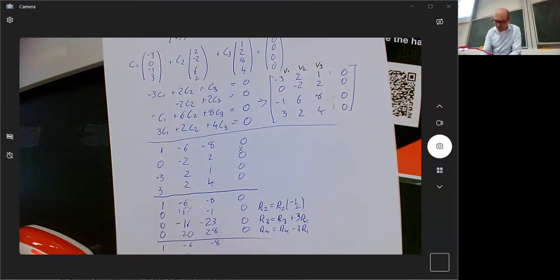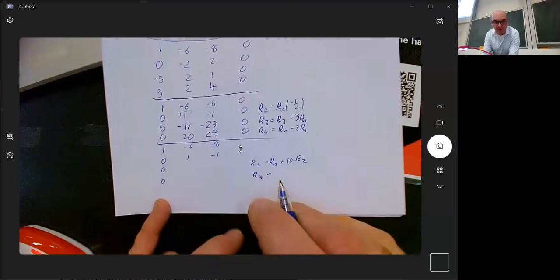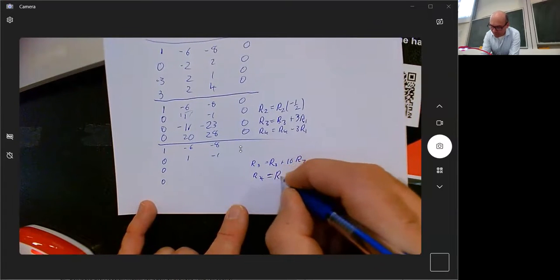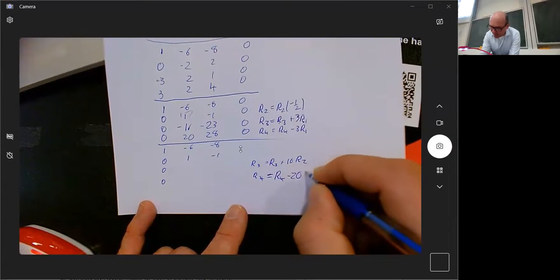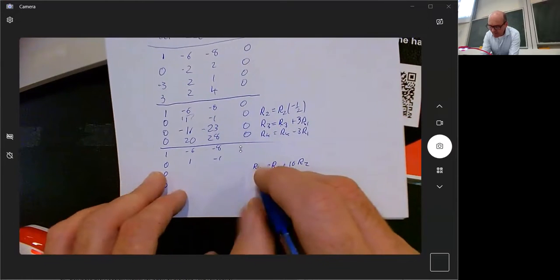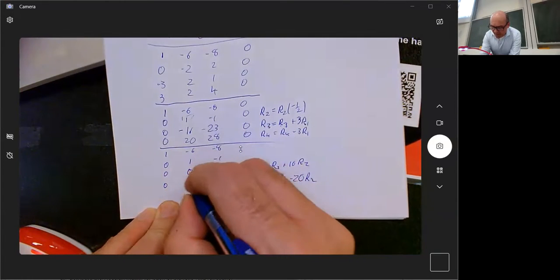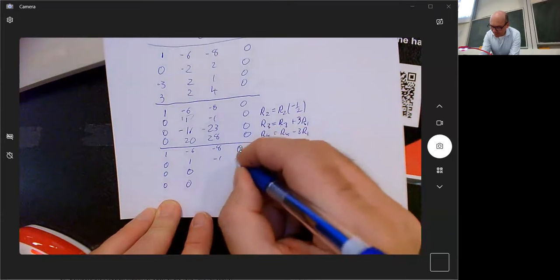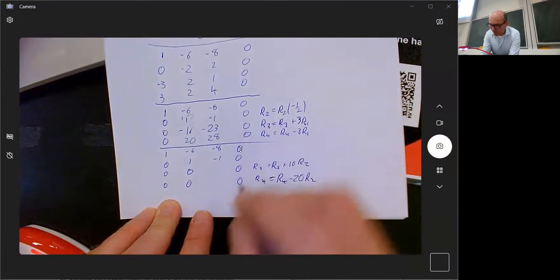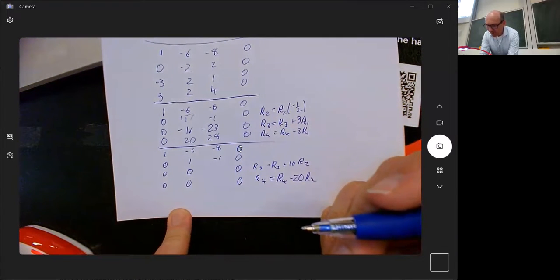Because I'm about to use row 2 to do something, and because I've got a 0 in that first column, it's not going to change anything. That's why we did this. So we're going to go row 3 is equal to row 3 plus 16 row 2, and row 4 is equal to row 4 minus 20 row 2. So we know these row operations have been chosen to make that 0. This is all 0, so it's going to stay all zeros.